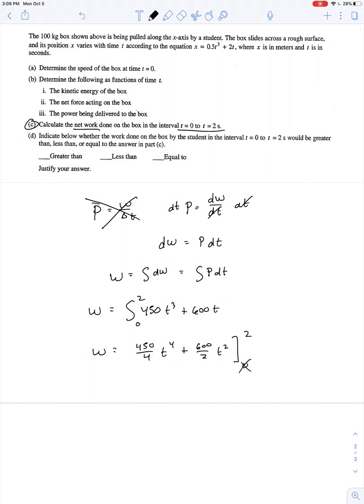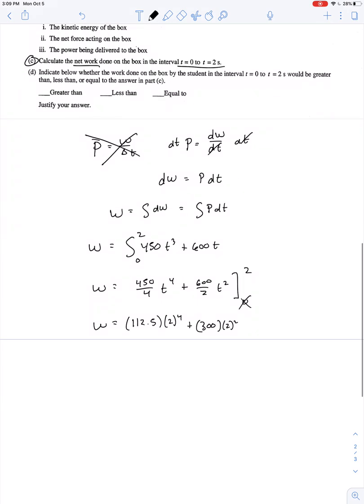Now evaluating it at the lower limit's easy, because when we plug in 0 for t, we're just going to get 0. So the work is equal to 450 divided by 4, which is 112.5, times 2 to the fourth, plus 300 times 2 squared. 2 to the fourth is 16, 2 squared is 4. 112.5 times 16, grab a calculator, you get the same thing as me, 1,800 joules, and 4 times 300 is 1,200 joules. So you get that the net amount of work done is 3,000 joules.